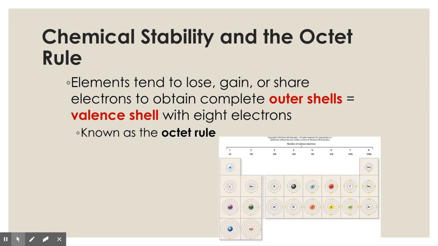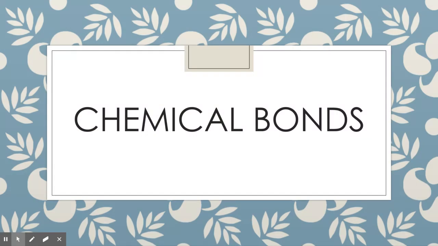And so we call that whole thing the octet rule, that getting to 8 electrons, or 2 if it's a small atom, we want to get there to make the most stable chemical compounds. So to share or to give or lose those electrons is a chemical bond. So let's talk a little bit about these bonds.